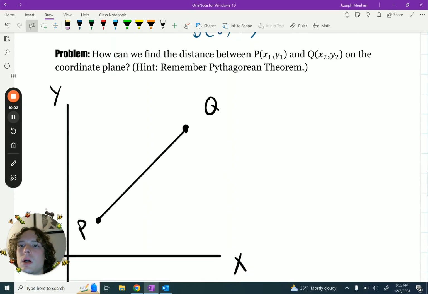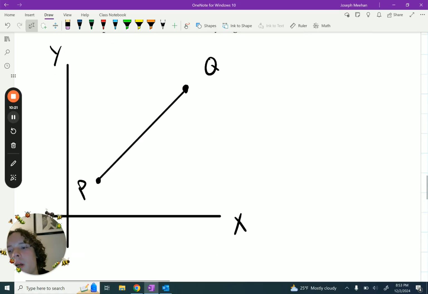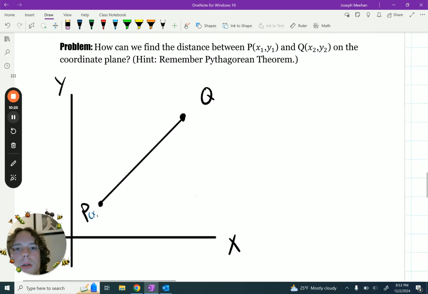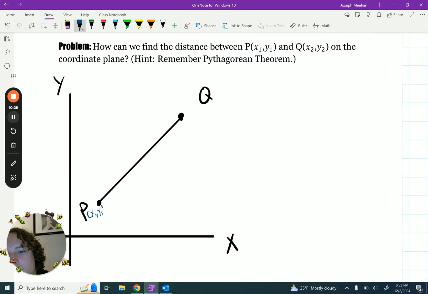All right, this next problem here, we're now talking about distance. So kind of changing the subject a little bit. It says, how can we find the distance between point P, where P is (x1, y1), and point Q, where Q is (x2, y2) on the coordinate plane? Remember the Pythagorean theorem, it says. That's the hint. So I'm going to write in point P as (x1, y1), and point Q is (x2, y2).